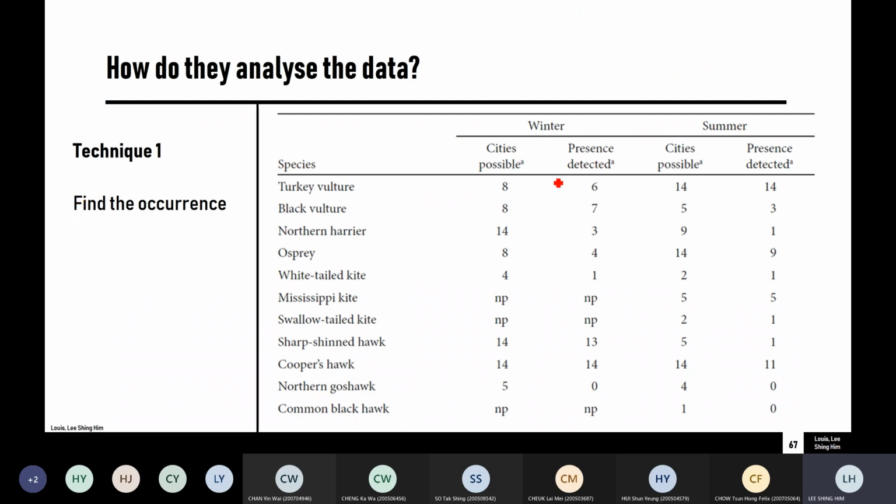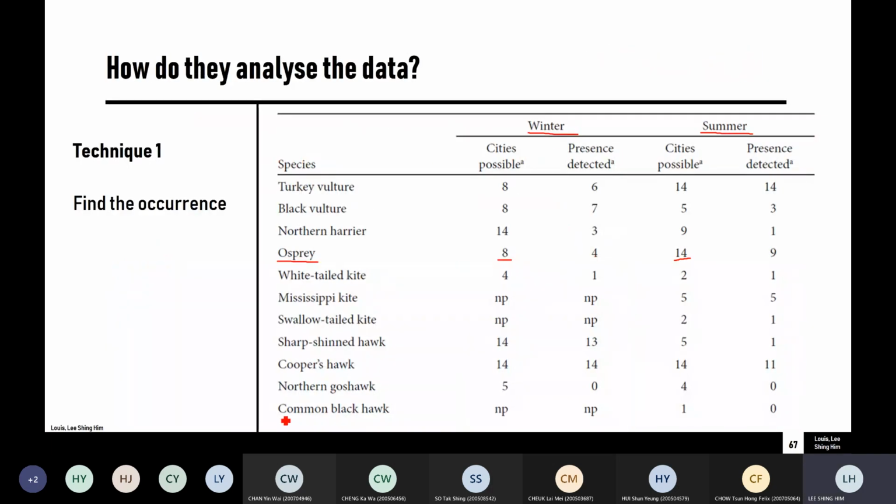Then this is the data that they found. The researcher summarized the data, categorized it into winter and summer, and then they counted the number of cities in which the species were found. For example, let's take 魚鷹 as an example. Okay, in winter, they can see 魚鷹 in 8 cities, and in summer, there are 14 cities where this osprey can be sighted. So this number is quite frequent.